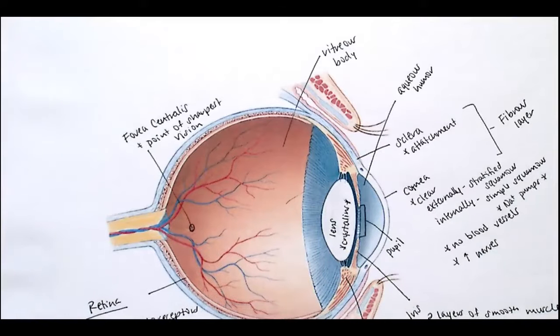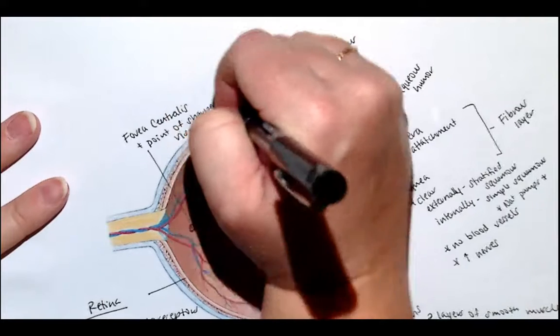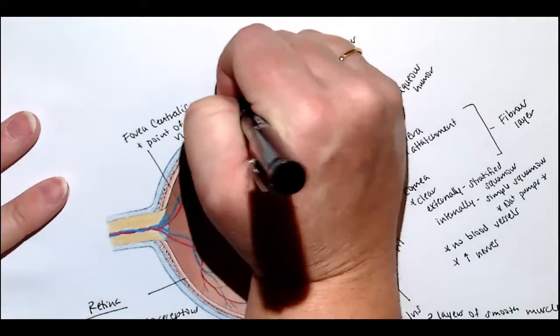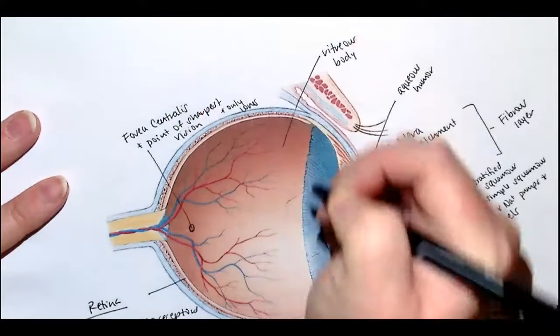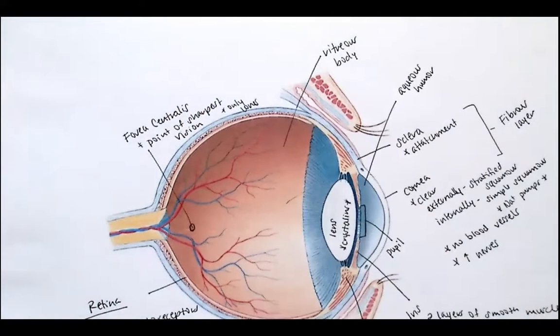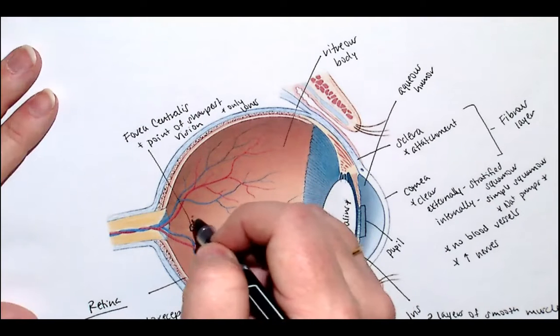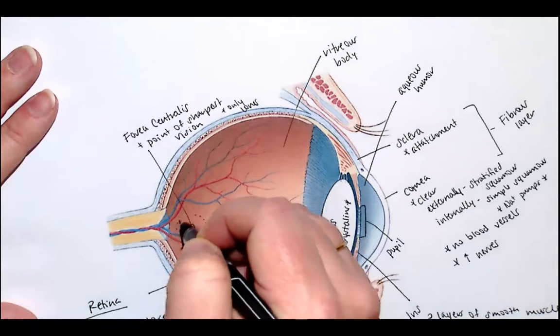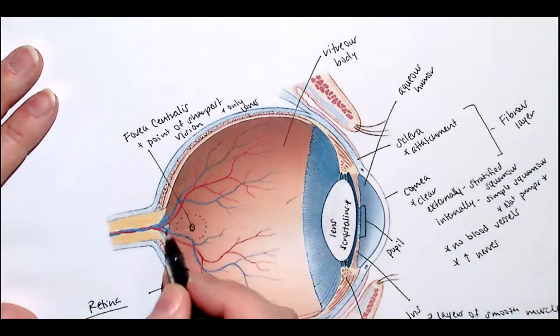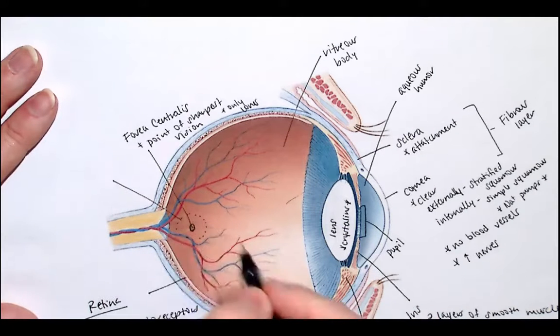It's the point of sharpest vision. It's the point where we have the most photoreceptors in the eye. And specifically, we have only cones in this part of the eye. Cones are our photoreceptor that can see sharp vision, bright light vision. So we have tons of cones in that area. If you draw a dotted circle around that fovea, this is an area called the macula lutea.